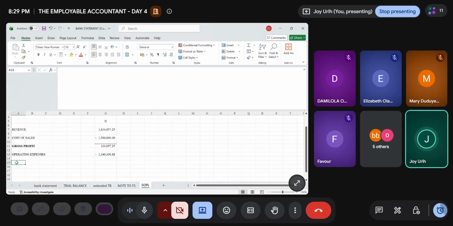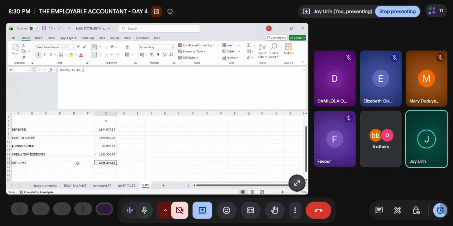So what we have now is our net profit or loss. If you check, the gross profit is way lower than the operating expenses. So that means we are going to be arriving at a net loss. So I'm going to sum this up. So we are arriving at a net loss of 1.1 million. There's something I will need you to take note of now.